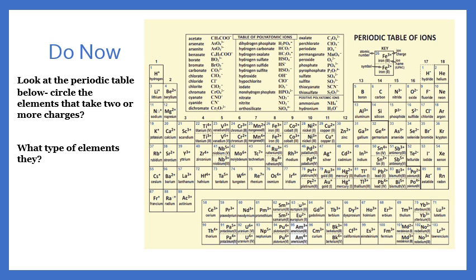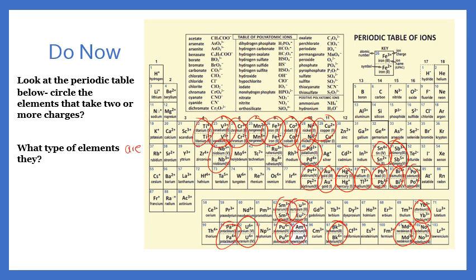Let's begin. So the do now asked you to look at the periodic table and circle the elements that take 2 or more charges. Okay. So that takes 2 charges, 2 charges, and so on. And down here we have a few more that take on 2 charges. Okay, awesome. And then it asks, what type of elements are they?